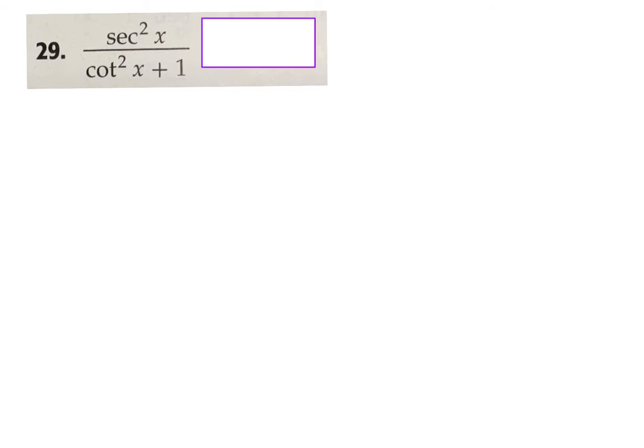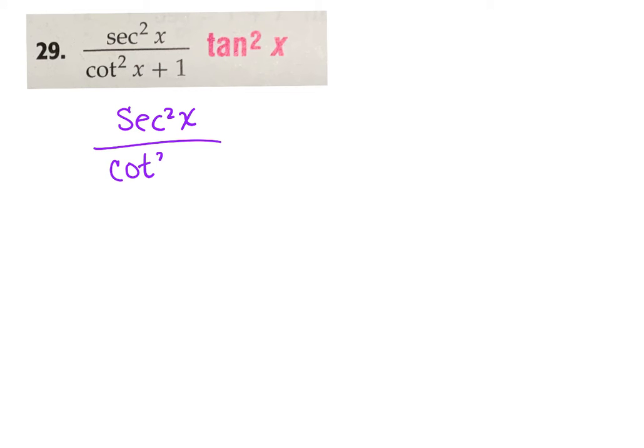So, first of all, your answer should have been tangent squared. All right, so let's look at y. We're going to start with secant squared x over cotangent squared x plus 1. This should look very familiar. Cotangent squared plus 1 is a Pythagorean identity. What does cotangent squared plus 1 equal? Cosecant squared. So I have secant squared of x over cosecant squared of x.